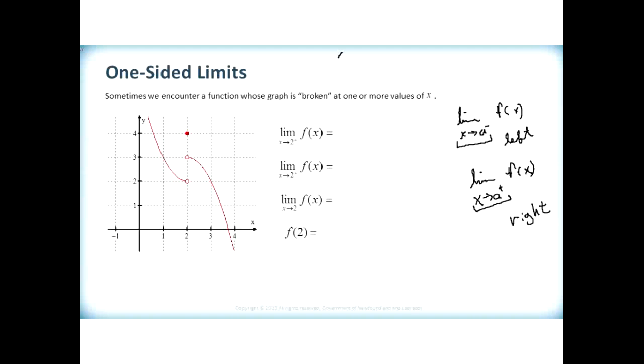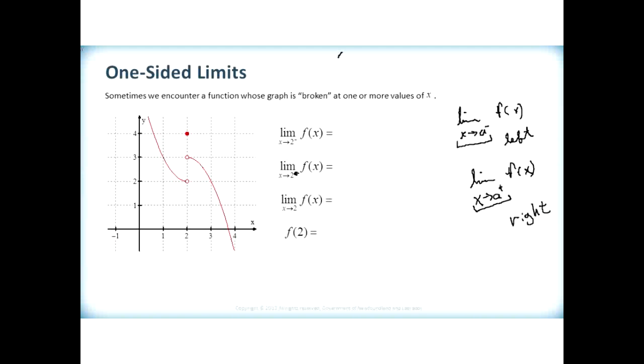Let's look at our graph and see what that boils down to in the context of this problem. On this graph, we're asked to find the limit as x approaches 2 from the left, and the limit as x approaches 2 from the right. That one didn't come out very clearly, so I'm just making sure it looks like a plus sign there.